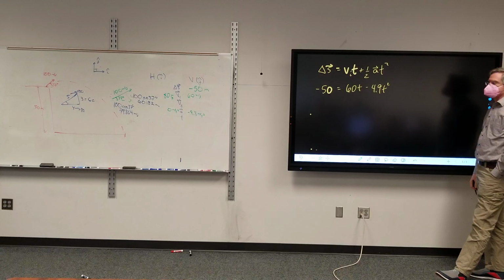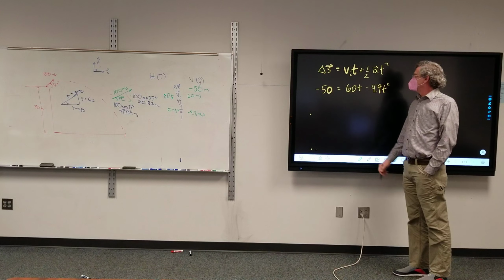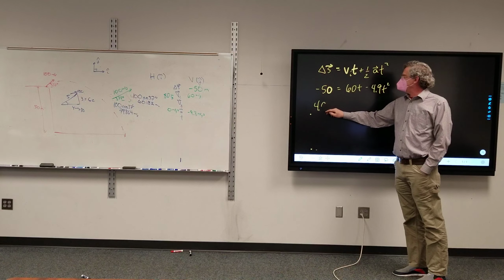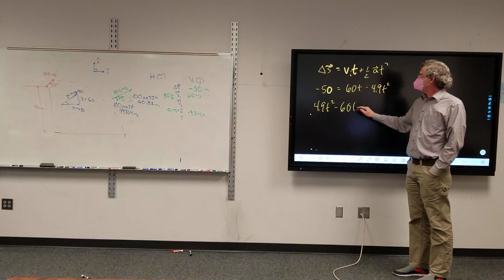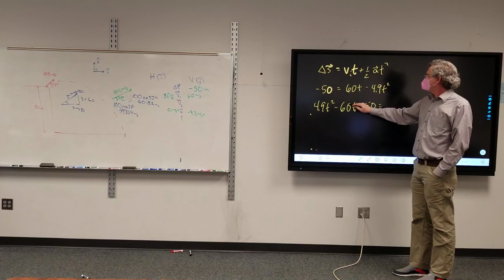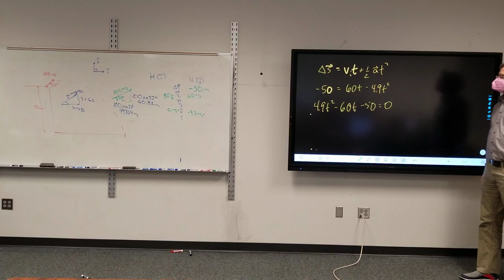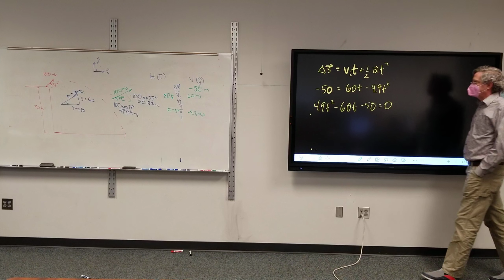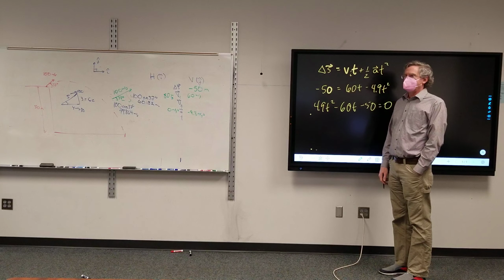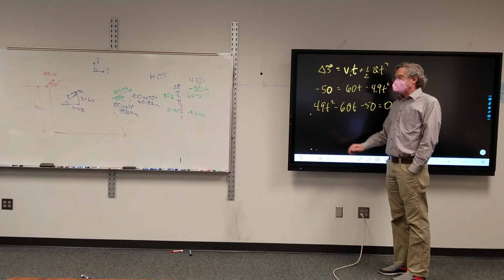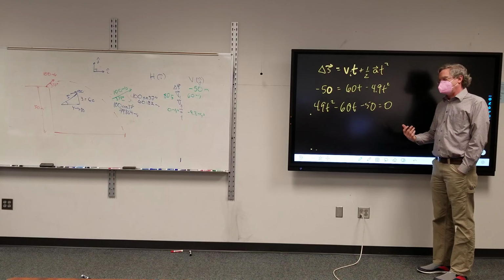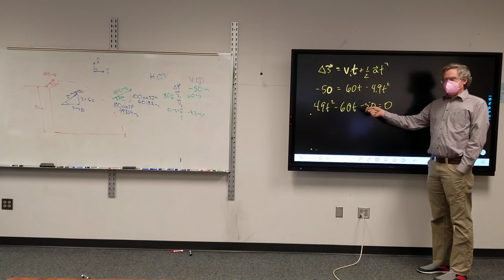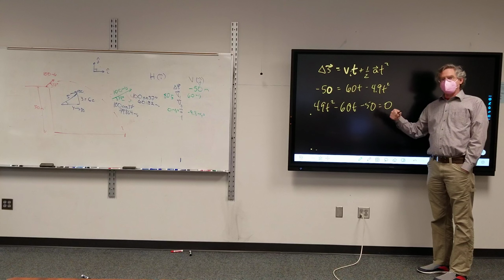Now what? It's a quadratic, so you move it all over to one side. And so we got 4.9 T squared minus 60T minus 50 equals 0. Now what? Just plug it into the quadratic. Into the quadratic? The quadratic formula. Okay. It's a nitpicky thing, I knew what you meant. This is a quadratic equation, we're going to plug it into the quadratic formula.